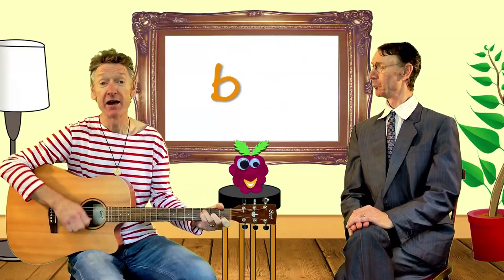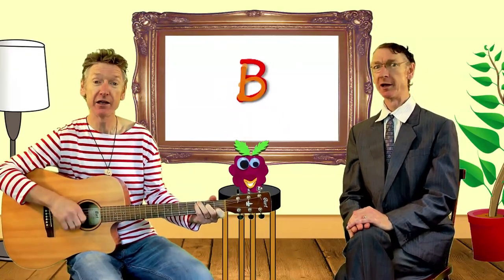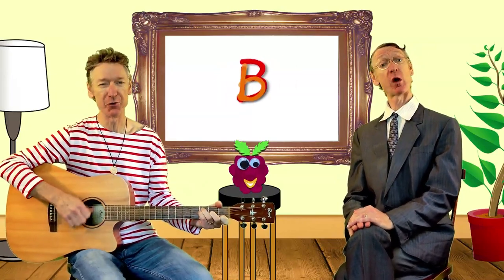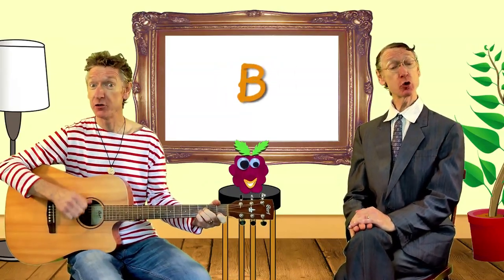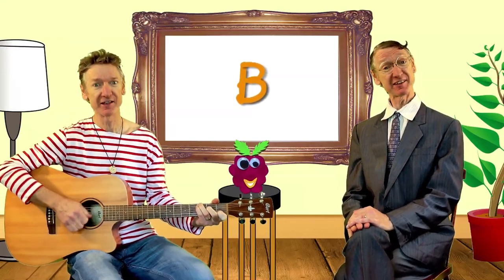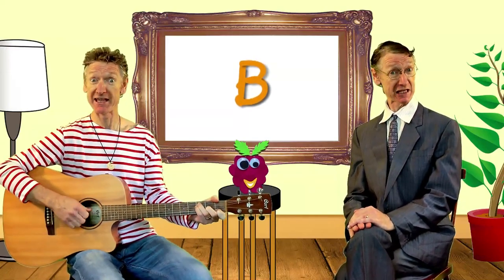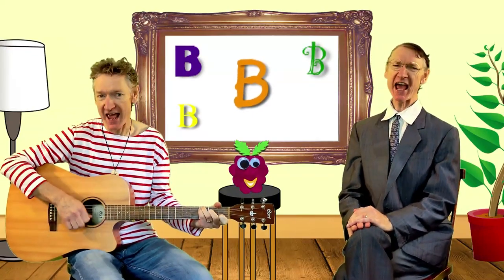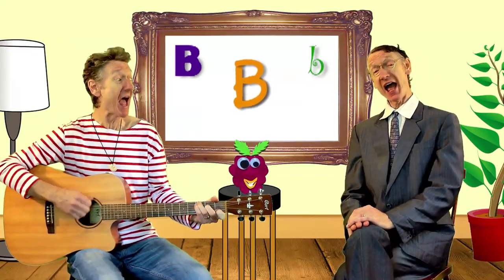Little b fits in big B. Lowercase b fits in uppercase B. If you add the top, then you will see that this letter is a b. At the top, at the top, at the top.